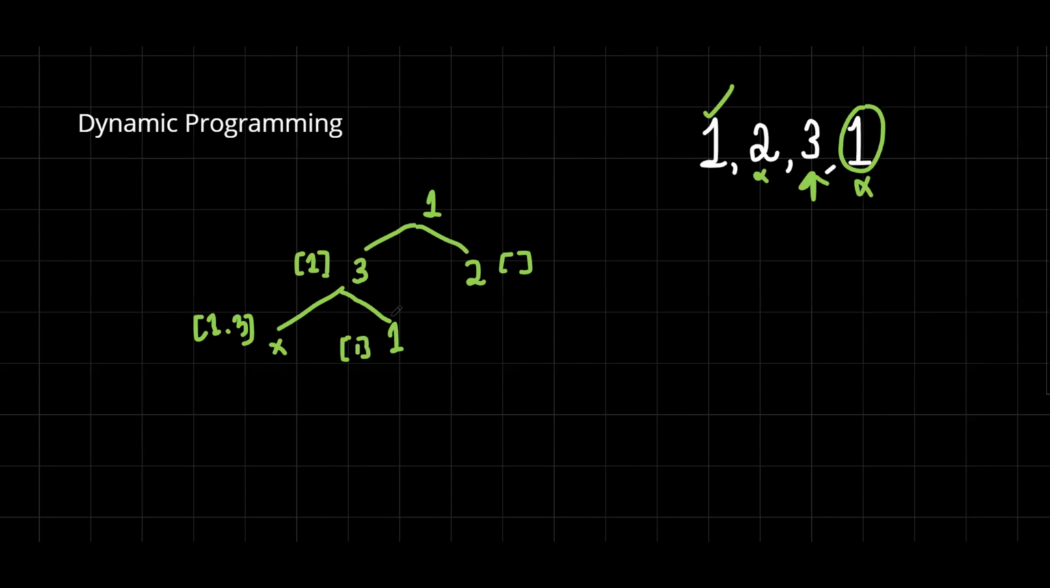Now, for this last element 1, we have again two choices. Either I can take it or I can ignore it. If I take it, then our temporary vector will contain the value 1 and 1. After that, the iteration will be over. And there is also one possibility. We can simply ignore it.